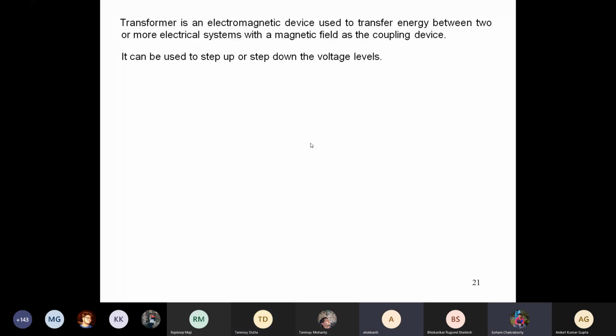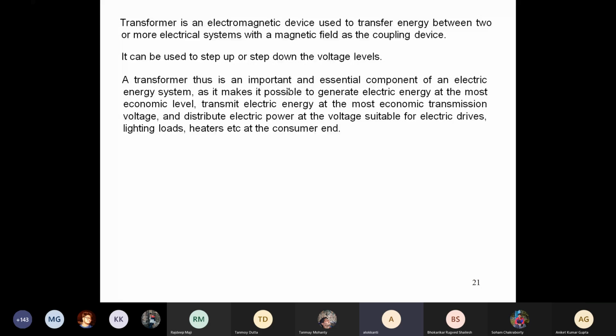Yes, sir. So it is basically transfer of energy between two or more electrical systems. Okay, so from somewhere the electrical energy will be given, and somewhere electrical energy will be passed. But the main thing is there will be either step up or step down of the voltage levels. So a transformer thus is an important and essential component of an electrical energy system. You cannot have an electrical energy system without transformers.